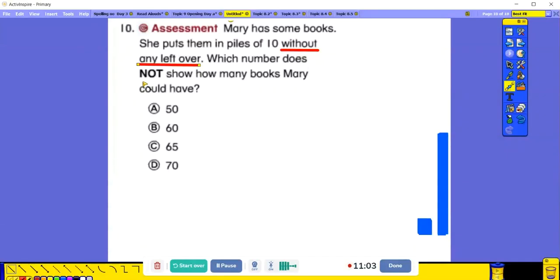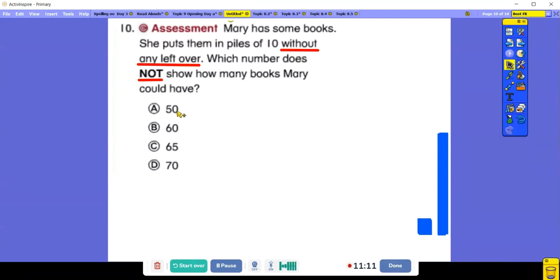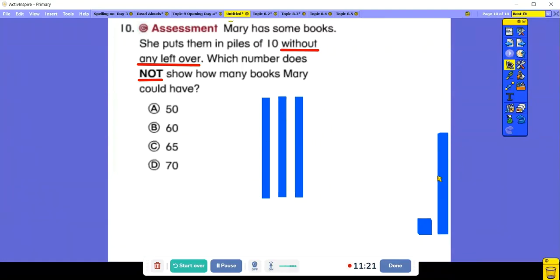And again, they want to know which number does not show. So we always tell the kiddos to try all of them. So let's try 50. So 50, I'm going to count out by 10s. 10, 20, 30, 40, 50. So she counted them by 10s without leftovers. Are there any leftovers there? No. So that could be one of Mary's numbers. Let's try the next number.